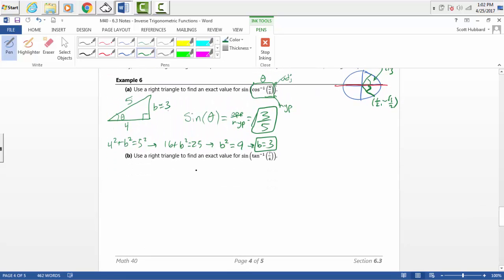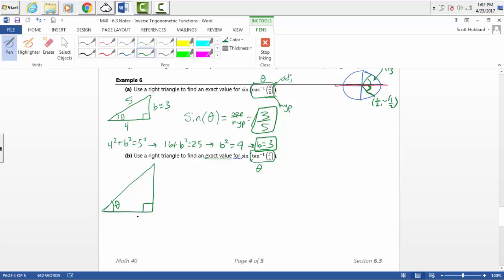And we could do the same thing over here. Let's use a right triangle to find an exact value. Notice I want an exact value. You could just plug this in a calculator, but I want the exact value. So, tangent inverse of 7 over 4. Just remember that tangent inverse here is going to be a theta. So I recommend drawing a triangle. There's a little more room here, so it's easier to draw.